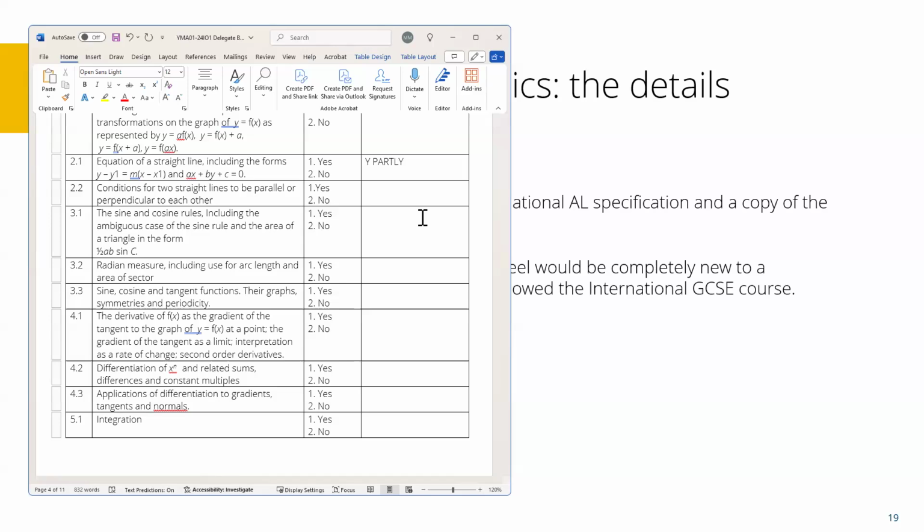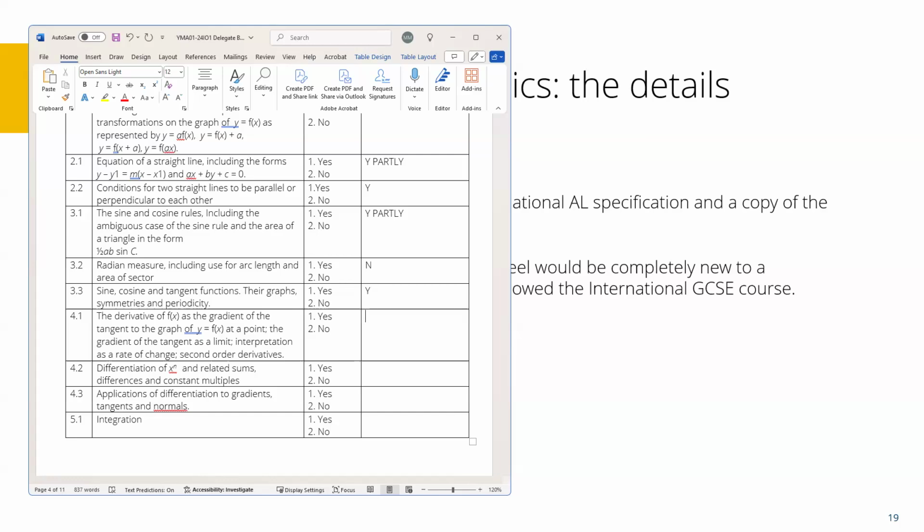Conditions of two straight lines to be parallel or perpendicular to each other. That's a yes. The sine and cosine rules, including the ambiguous case of sine rule and the area of a triangle in the form of half AB sine C. And that's a yes, partly, and you might have already thought about that. That special case there, that's not within the international GCSE. Radian measure, including use of the arc length and arc sector, that's a no. That's new to the pure one. Sine, cosine, and tangent functions, the graph symmetries and periodicity, that is a yes.